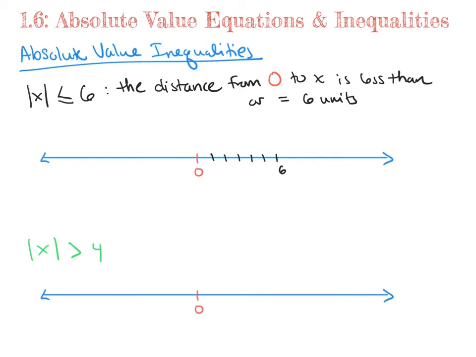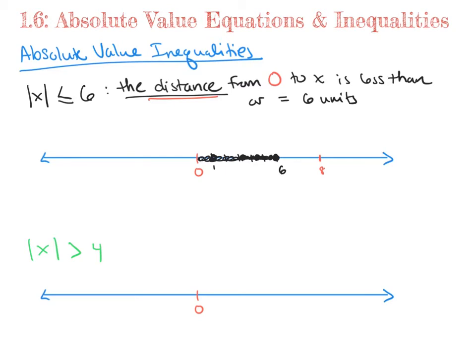So x can be closer to 0 than 6 units. So x could be here at 1, or x could be at 4.5, or x could be at 3.1, or 5.9, or 6 itself, because it can be equal to 6. x can be any of these numbers whose distance is less than or equal to 6. x can't be over here at 8, though, because if x is all the way over there at 8, its distance from 0 to x is too big. It's 8 units away.